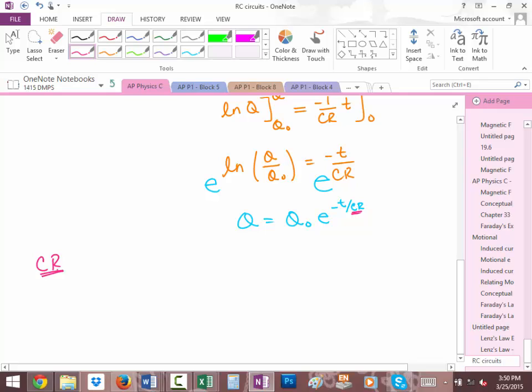Let's call it RC drive. Tau. Called it, because I didn't read the book. And that is the time constant.